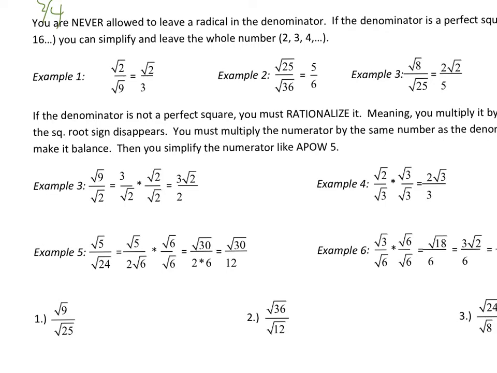Okay, for this one, square root of 8 is not a perfect square, so you'd have to break that down, do the tree. 2 and 4, 2 and 2. So that's why I got 2 on the square root of 2. And then square root of 25 is just 5. So those are nice and easy when the denominator is a perfect square.